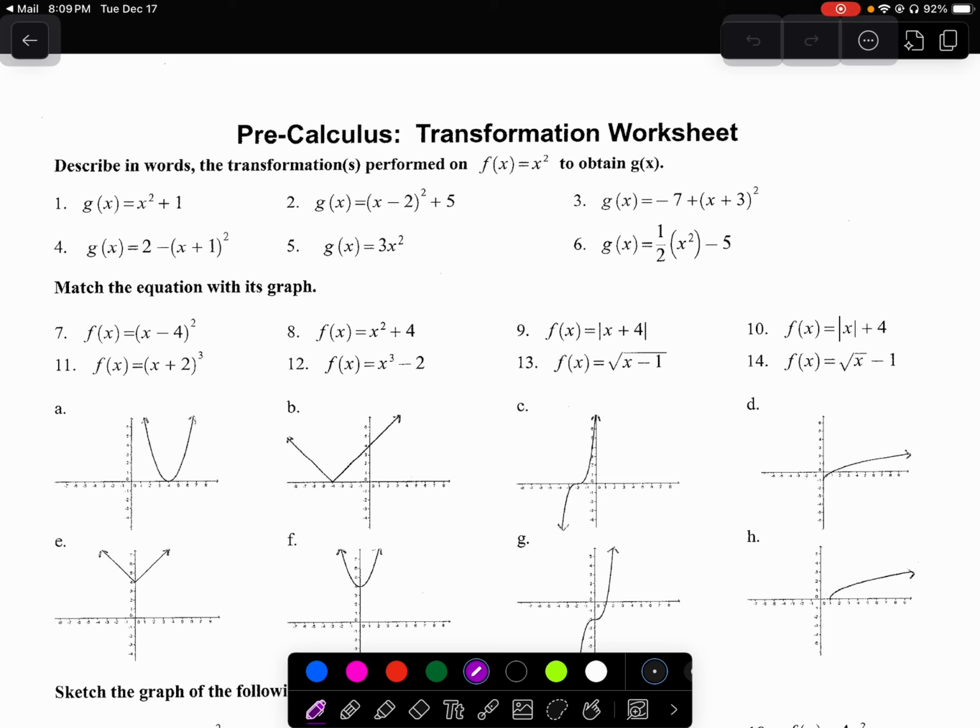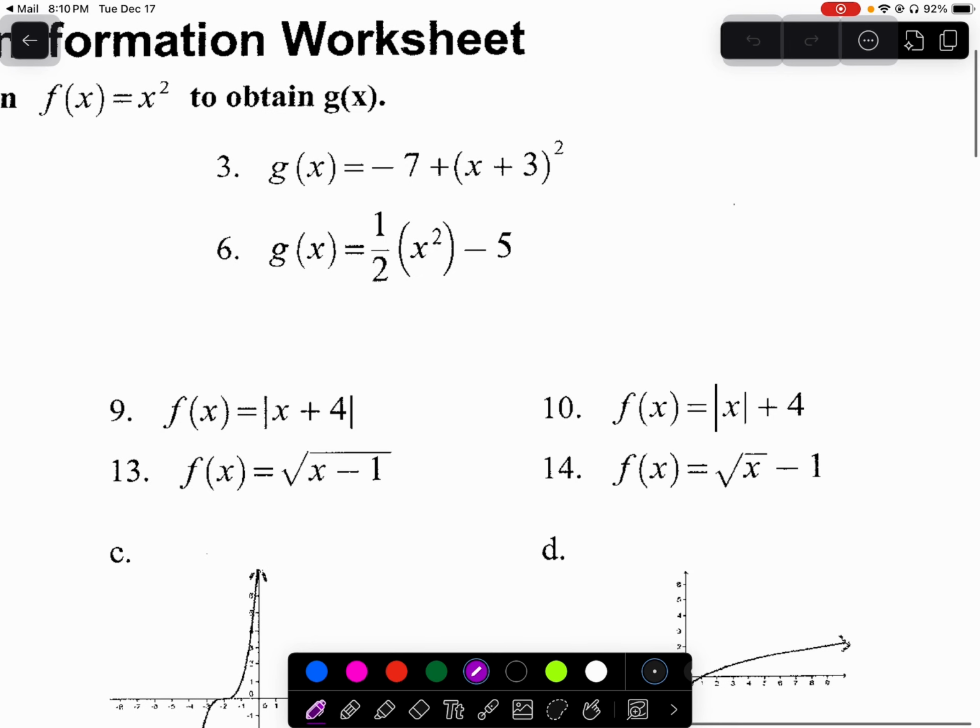But first, let's just start with each section. Let's look at 1 through 6. Now, in 1 through 6, it says to describe in words the transformations that are performed on f of x equals x squared to obtain g of x. So let's just do number 3 and number 6.